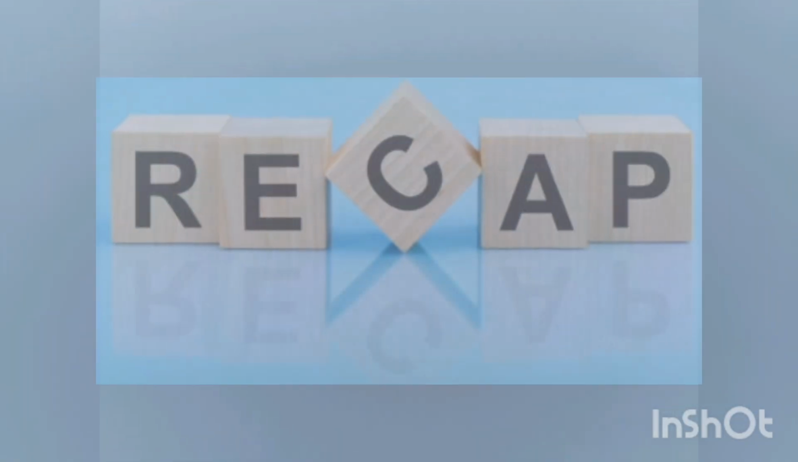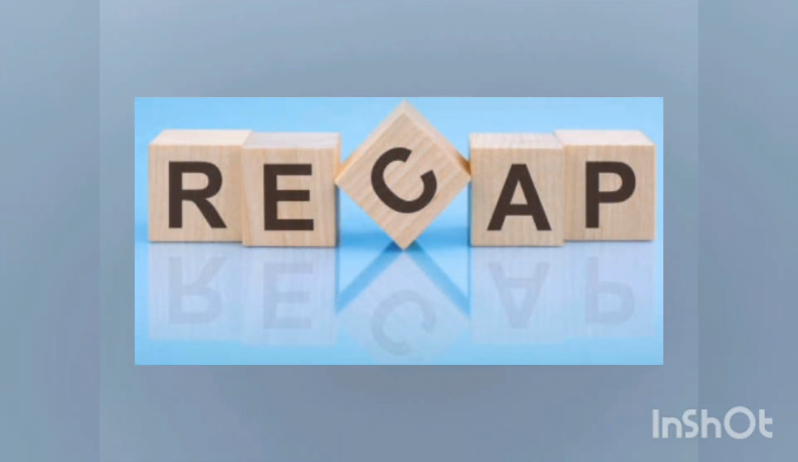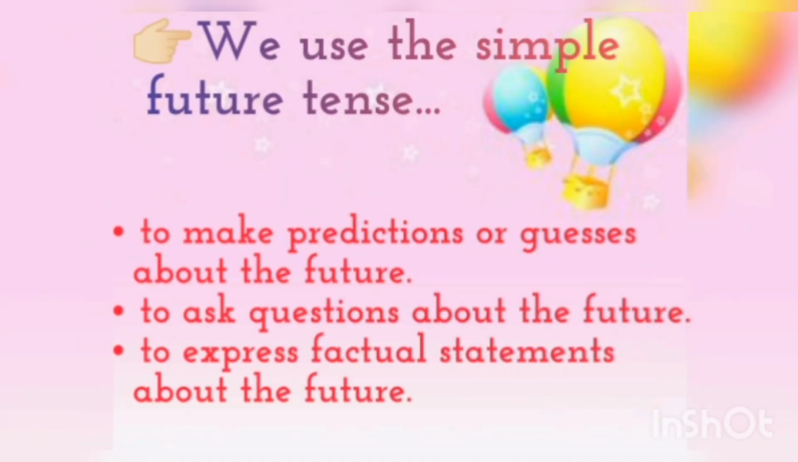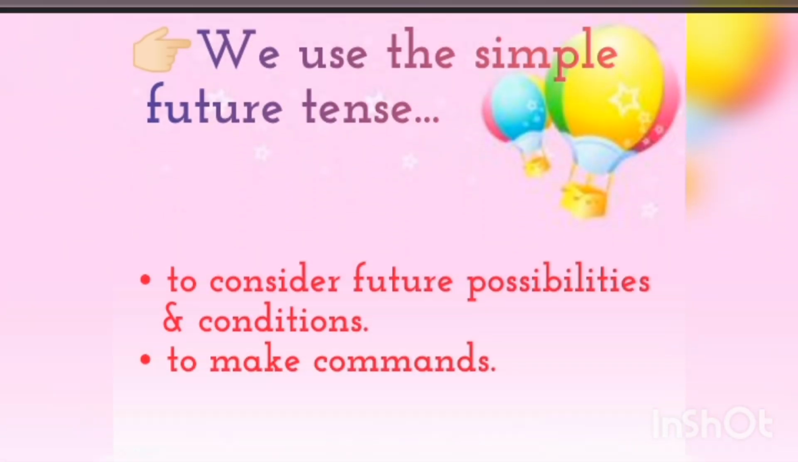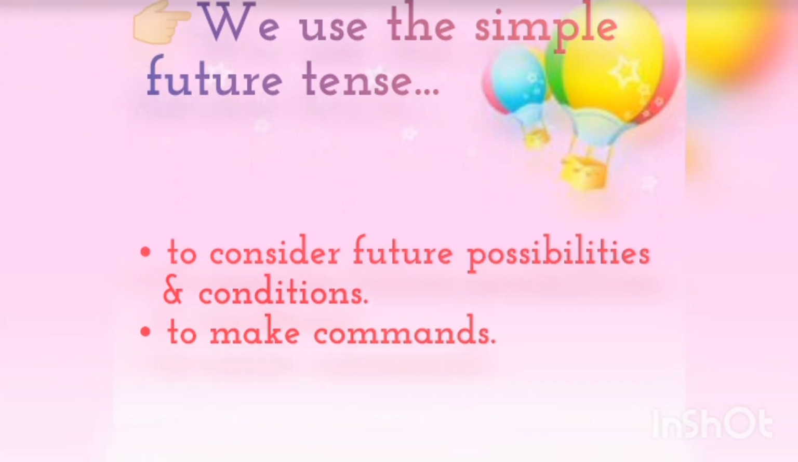So friends, let's remember what we have discussed. We use the simple future tense to make predictions or guesses about the future. We use the simple future tense to ask questions about the future. We use the simple future tense to express factual statements about the future. We use the simple future tense to consider future possibilities and conditions. And we use the simple future tense to make commands.